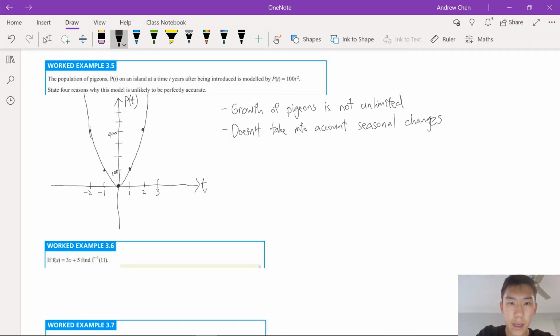And then we can say, well, this graph, if we leave it as is, goes into the negative t values. So we know that that's nonsensical here. So we can say that the domain should be restricted, or otherwise we're going back in time.